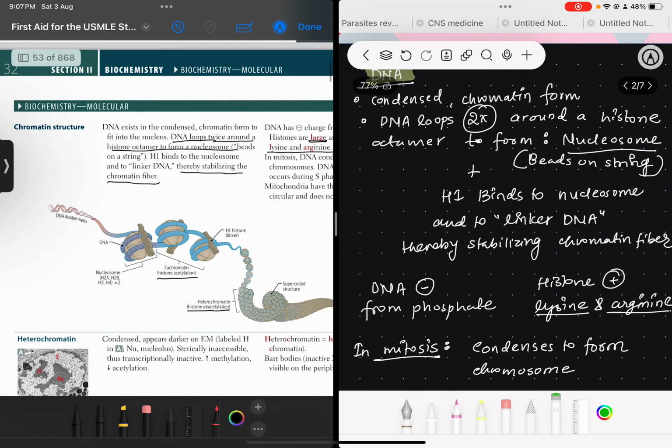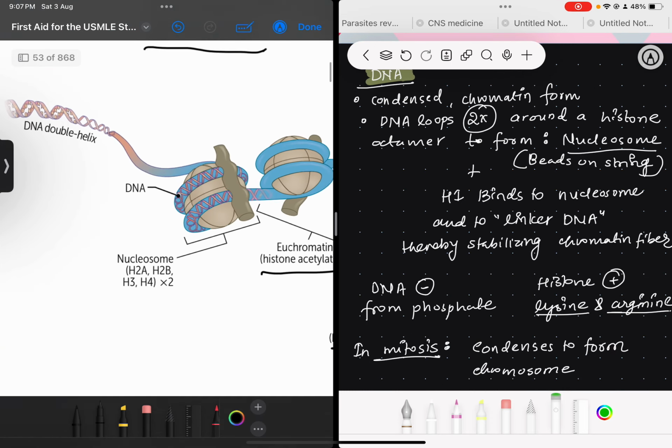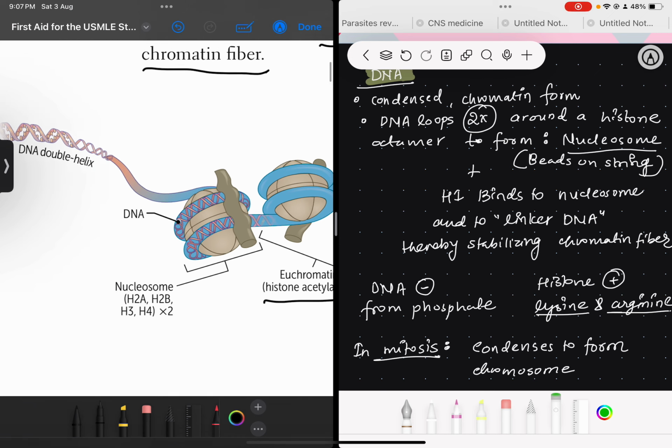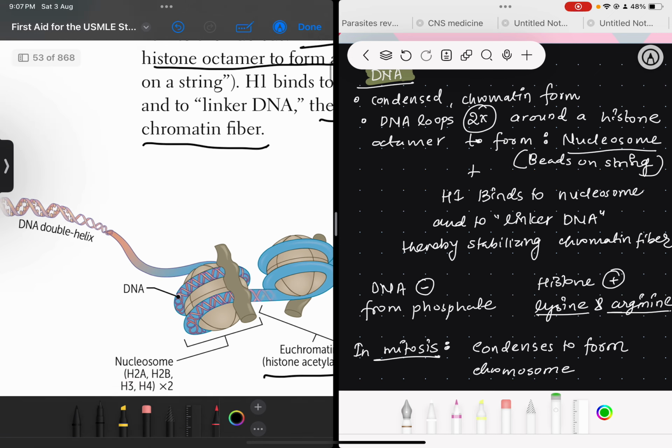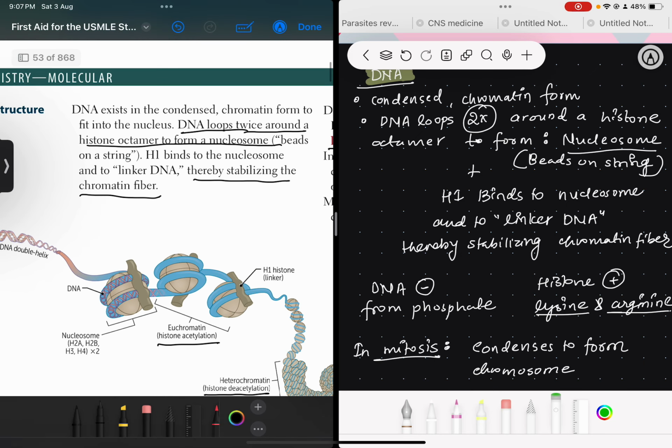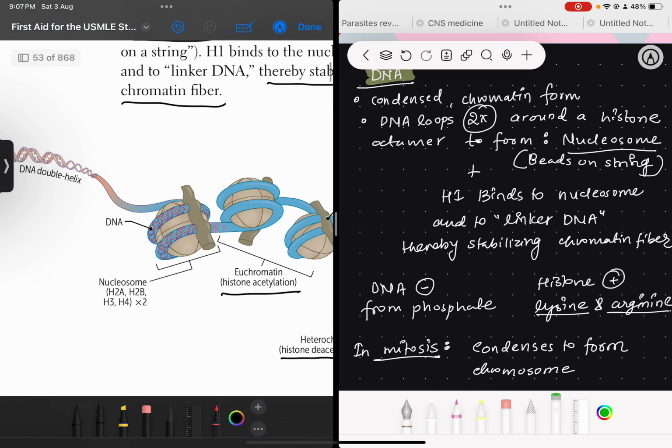And how is it actually packed into the cell? Let's see. First, the DNA is going to loop twice around a histone. So there is histone protein and DNA. Histone has basically four types: H1, H2, H3 and H4. H2, H3 and H4 take part in the formation of the nucleosome.